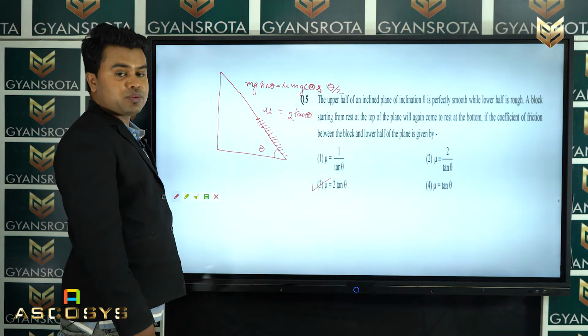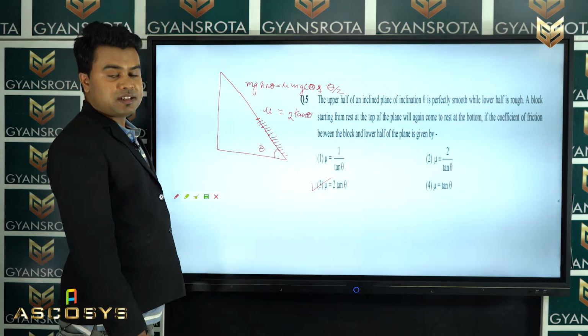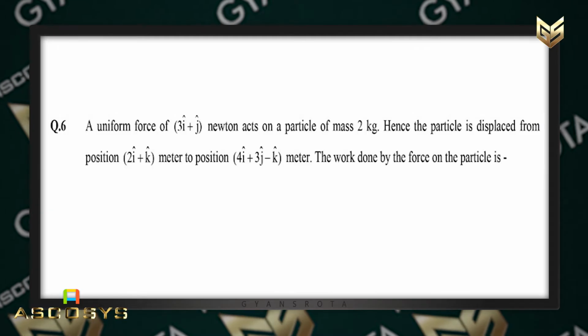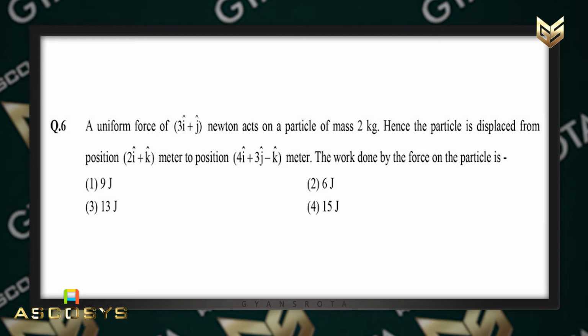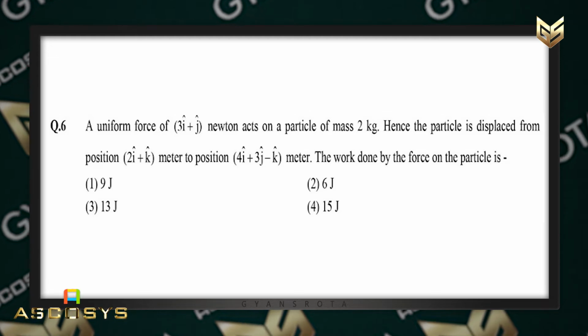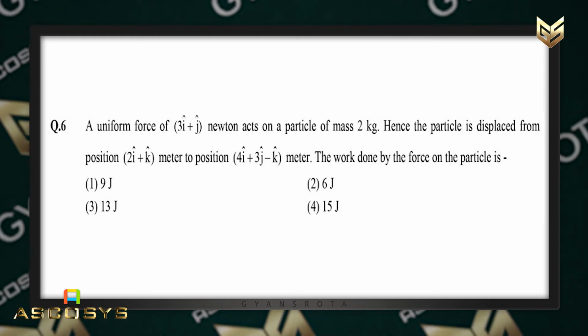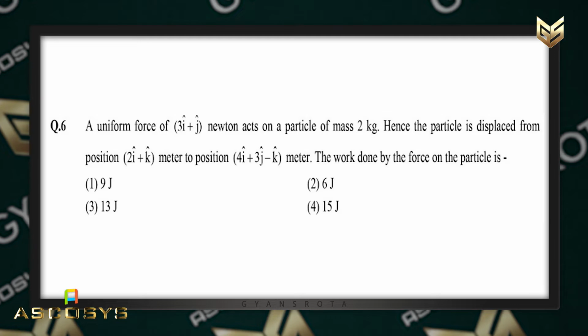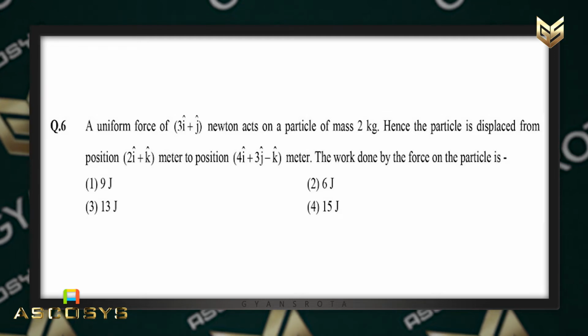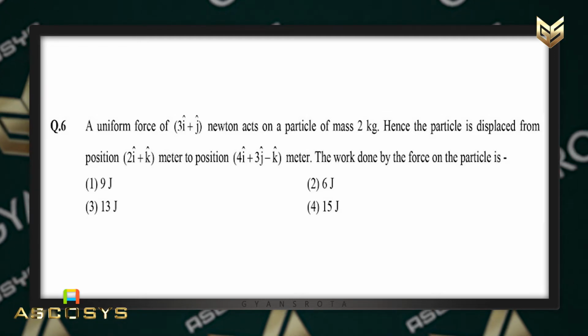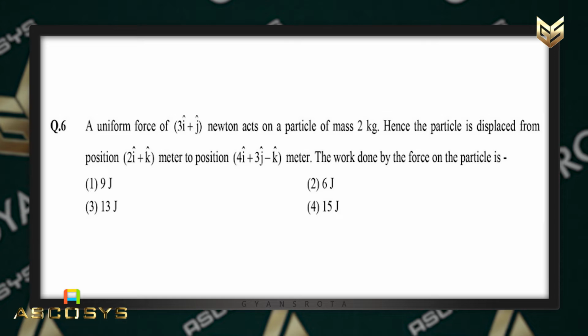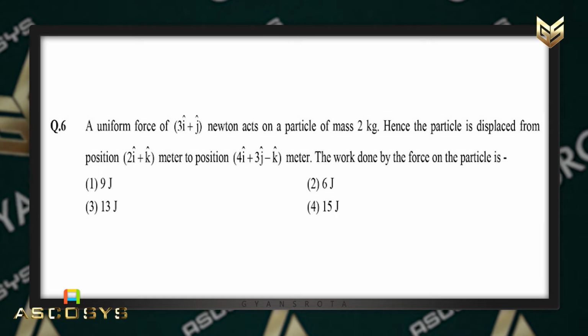Now let us move to the next question, that is question number 6. A uniform force of 3 i cap plus j cap Newton acts on a particle of mass 2 kg. Hence the particle is displaced from position 2 i cap plus k cap meter to position 4 i cap plus 3 j cap minus k cap meter. What is the work done by the force on the particle?